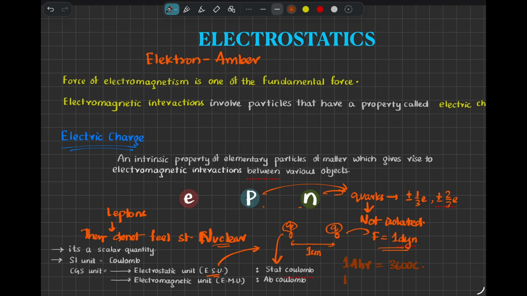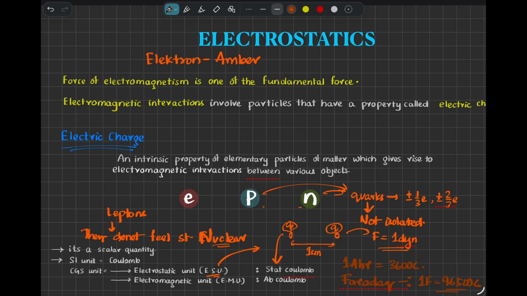Similarly, there is another unit called Faraday. We should not confuse this with Farad. Farad is different. Now Faraday is the unit of charge, and its value, 1 Faraday, equals 96500 coulomb. This is the amount of 1 Faraday. These are practical units of charge.